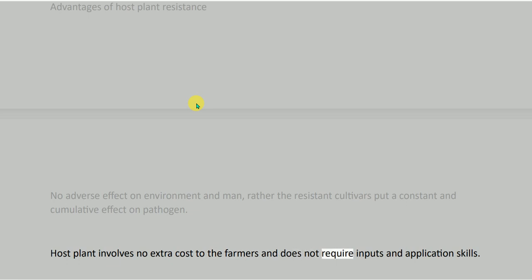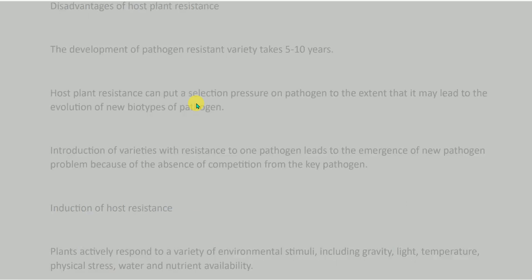Disadvantages of host plant resistance. The development of a pathogen-resistant variety takes 5 to 10 years. Host plant resistance can put a selection pressure on pathogen to the extent that it may lead to the evolution of new biotypes of pathogen. Introduction of varieties with resistance to one pathogen leads to the emergence of new pathogen problems because of the absence of competition from the key pathogen.